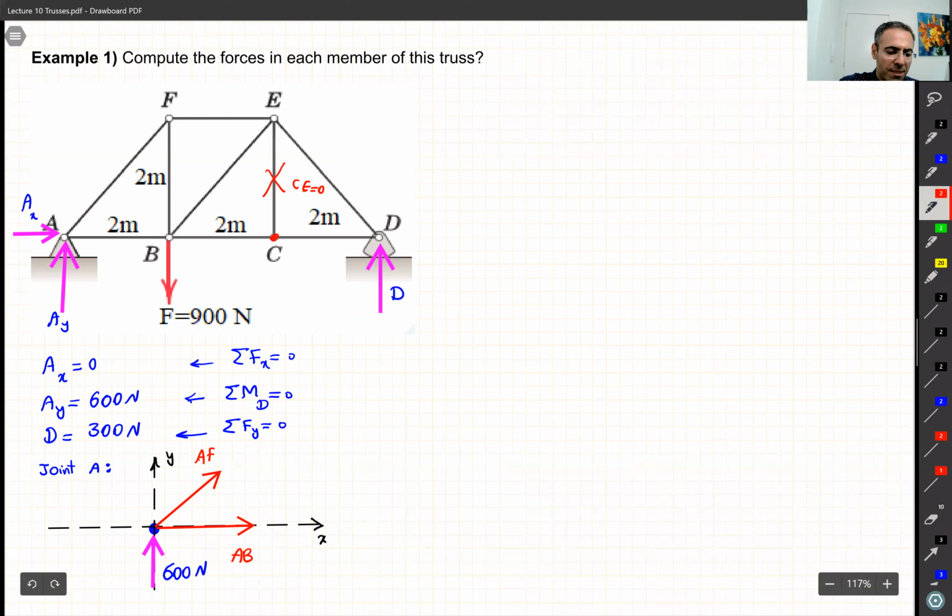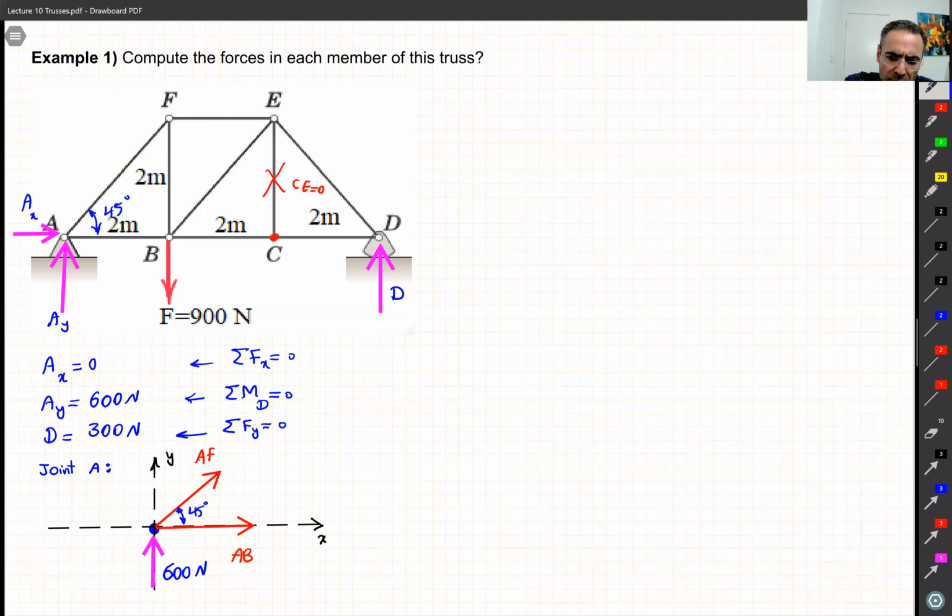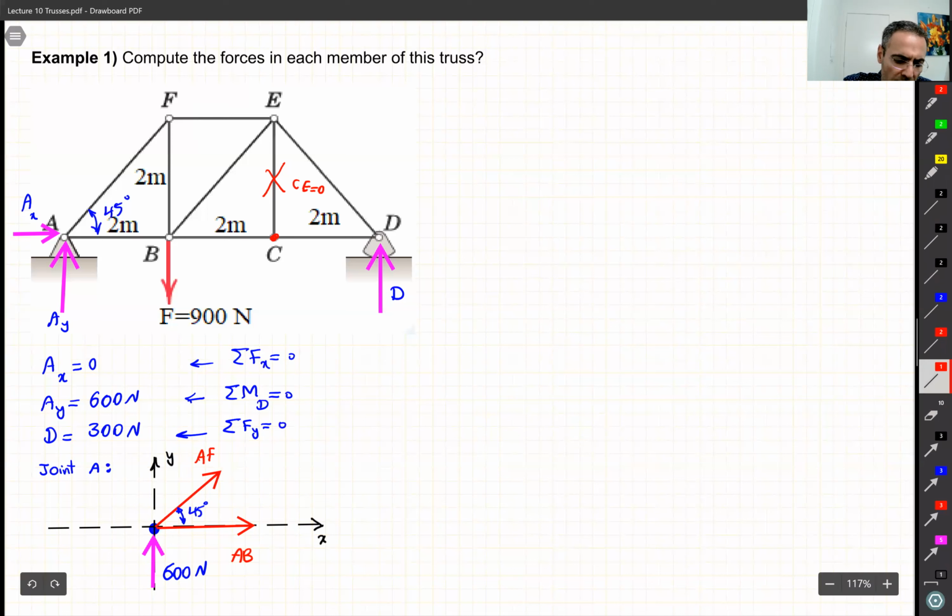Okay, so that's our free body diagrams. From geometry, I can see this one is 45 degree. So then this angle is 45 degree. Then simply we try to find out the component of the load. So let's say this AF has 2 components in X and in Y direction. So this component and the other one.